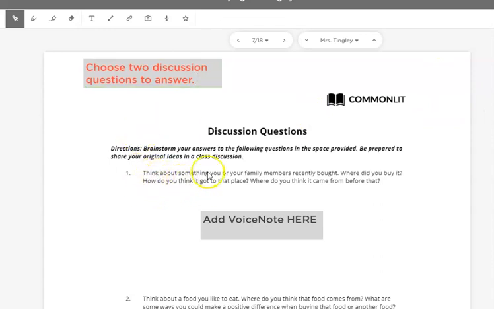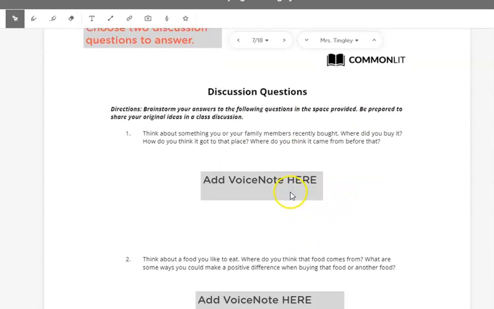Now our first one says, think about something you or your family members recently bought. Maybe you had to get more pencils. Maybe you had to get some food. Where did you buy it? So answer that question first. And then how do you think it got to that place? Who were the producers? See if you could find it on the package of where it was made. Where do you think it came from before that? You can also add a picture of the product you're talking about to help better explain to me your answers. Answer all 3 of those questions.